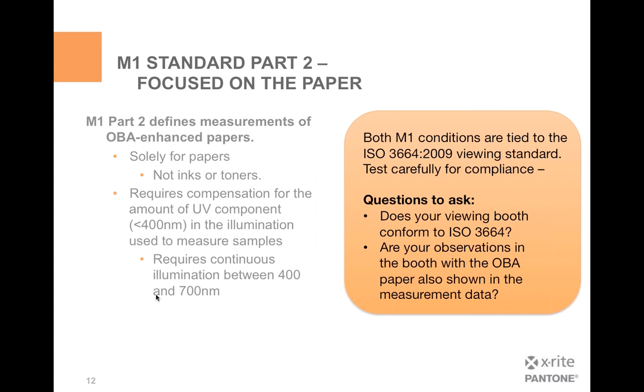So it made the requirement for the amount of UV a little bit tighter. And so you want to make sure that if you're measuring an M1, that you've got a viewing booth that meets that current standard, or conversely, if you have a viewing booth that meets the current standard, it might be a time to look and see how M1 may increase the agreement between your measuring and your viewing. So this is where we start walking down that path of figuring out what is the best workflow for you.